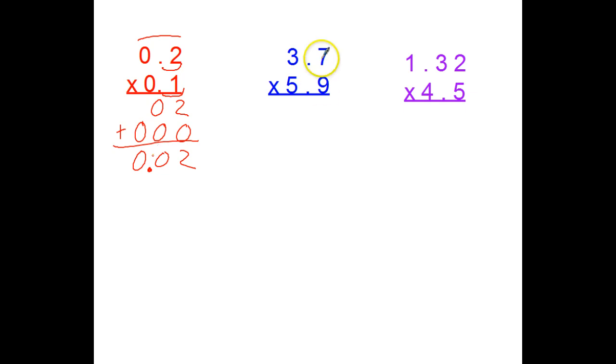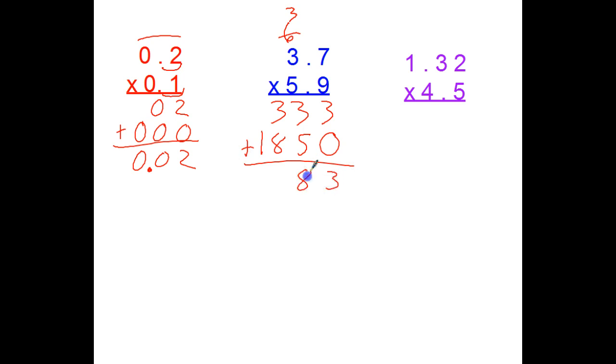3.7 times 5.9. 9 times 7, 63. Carry my 6. 9 times 3, 27 plus 6, 33. Marco Polo. 5 times 7, 35. Carry my 3. 5 times 3, 15 plus 3 more, 18. Add them up. There's a 3 and an 8, 11, 2. And I came over 1, 2 spots.